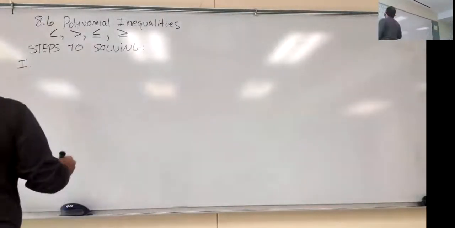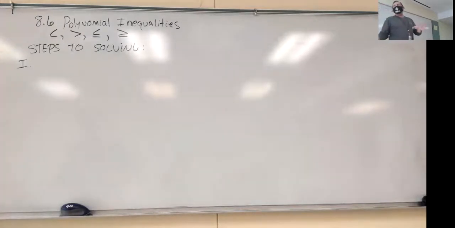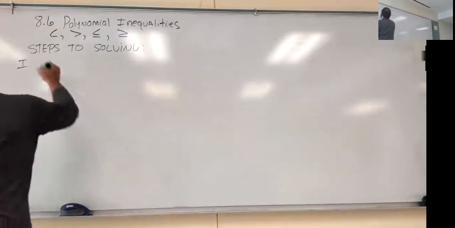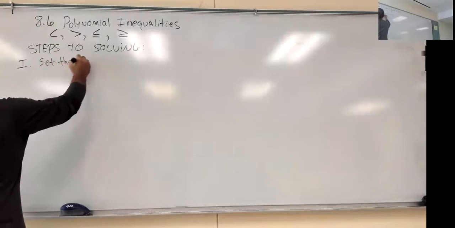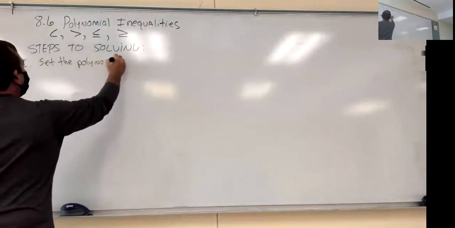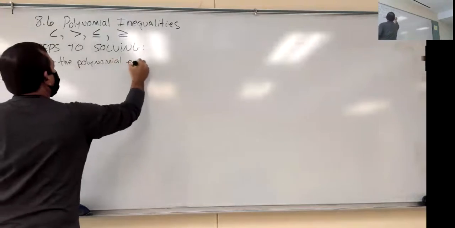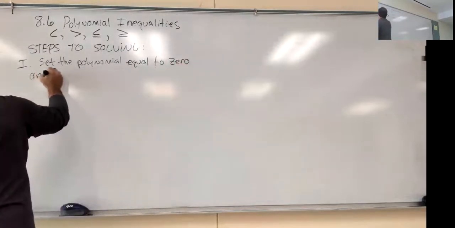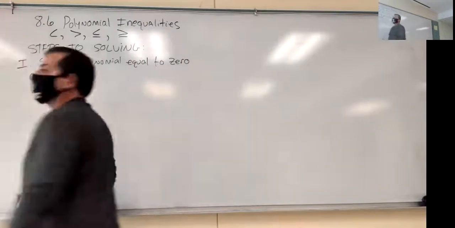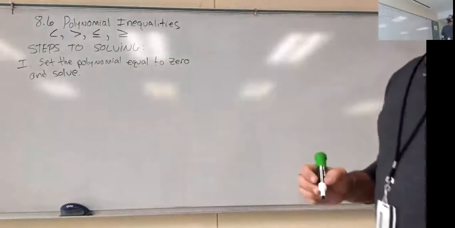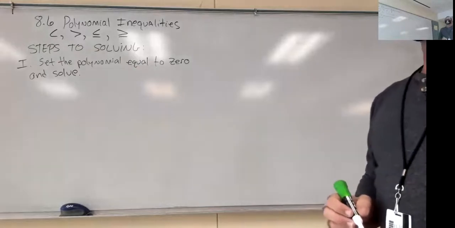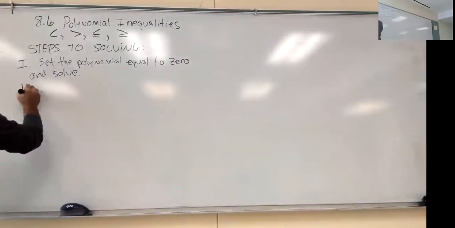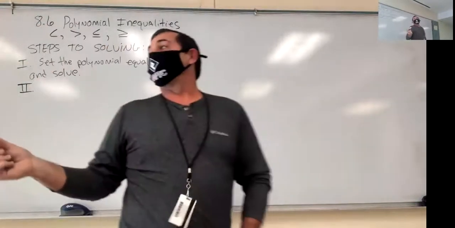So, first thing I do to these, probably 95% of these, I get my polynomial on one side equal to 0. So I'm going to set the polynomial equal to 0 and solve. Okay, so we've been doing that all year, right? Setting all these quadratics equal to 0, solving them for the variables. So this is where these are different.